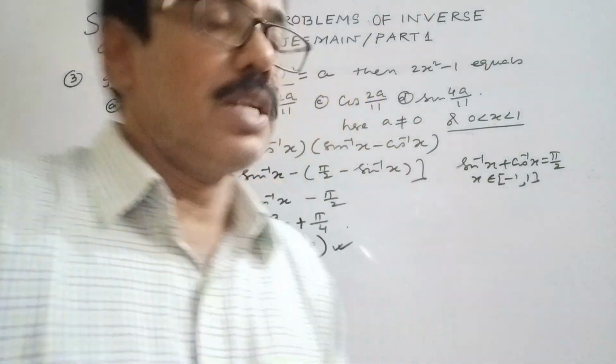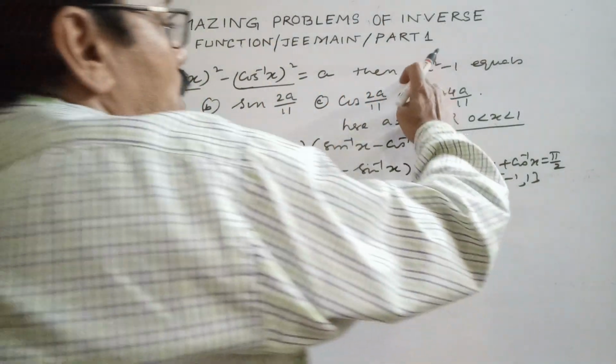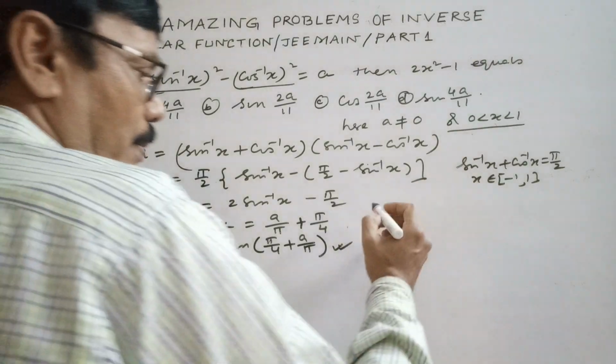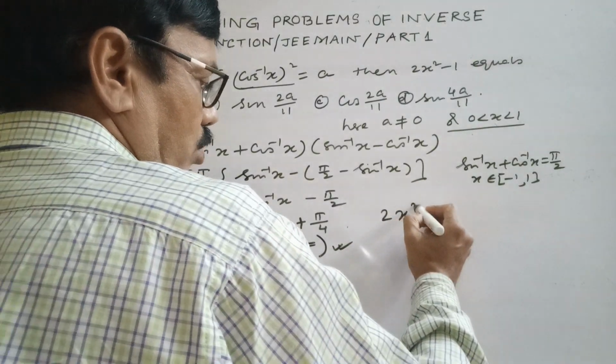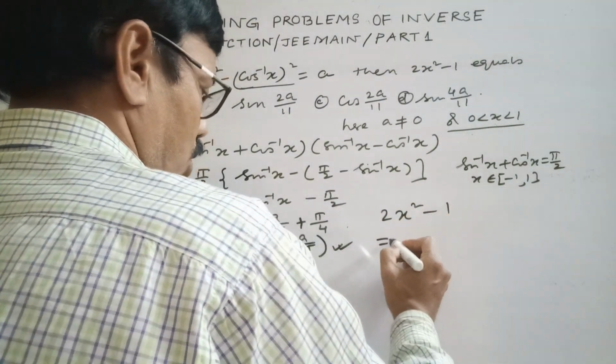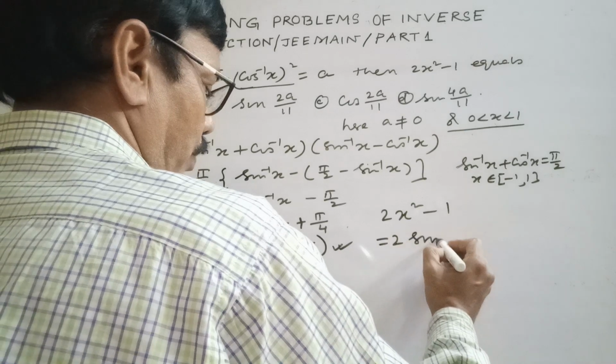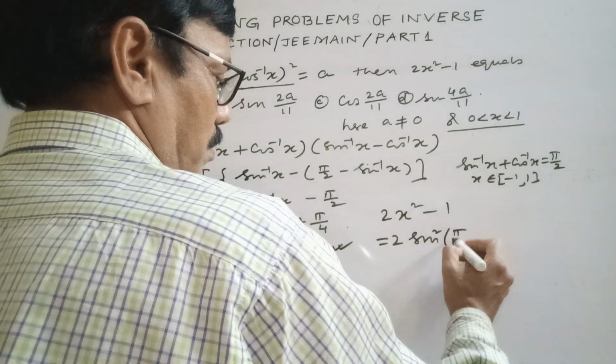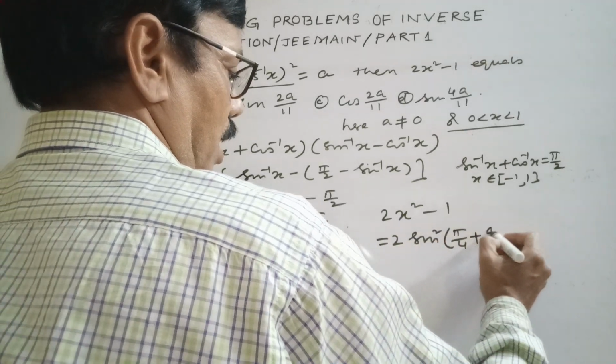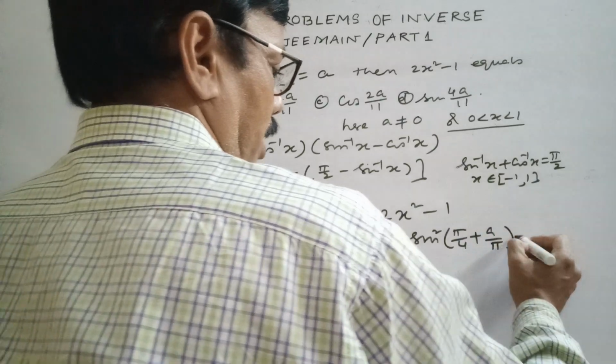Now you have to find 2x square minus 1. So 2x square minus 1 is 2 into sin square (pi by 4 plus a by pi) minus 1.